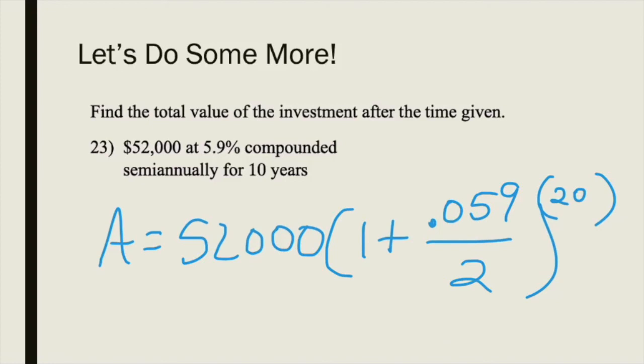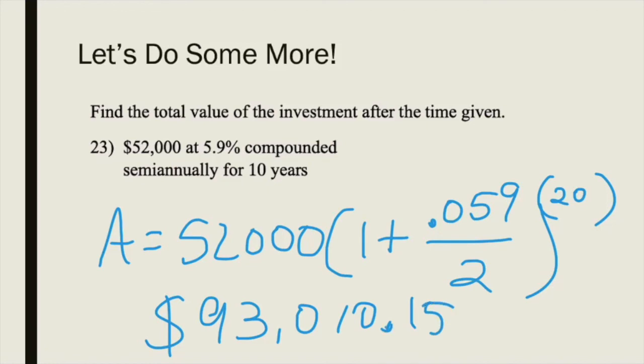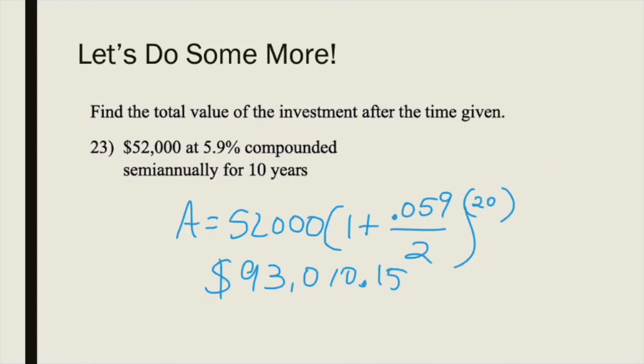So I got a big old number. I got $93,010.15. After 10 years, which for some people to keep their money in the bank is a long time, but you did nothing to that money. You just left it in there, and you got $93,000 now. Almost, not quite double, but close.